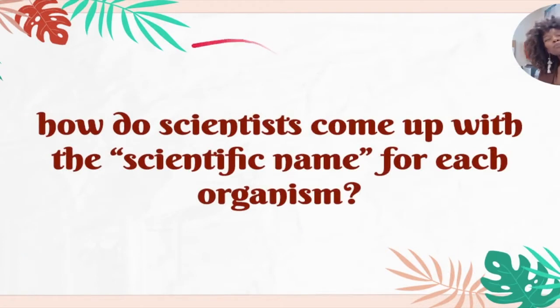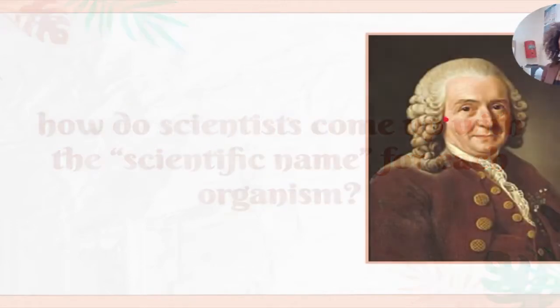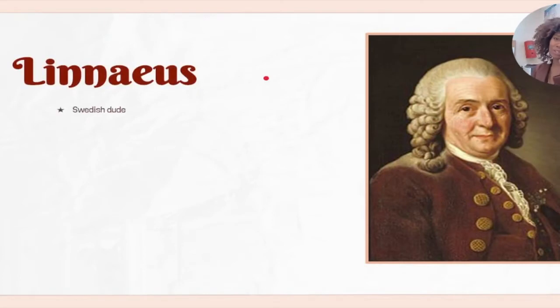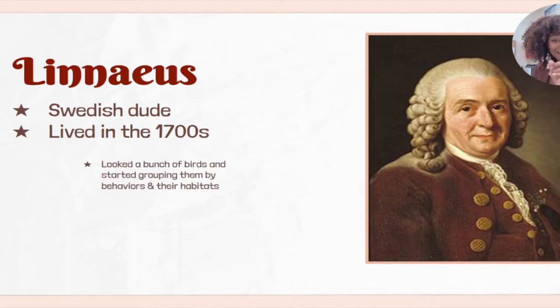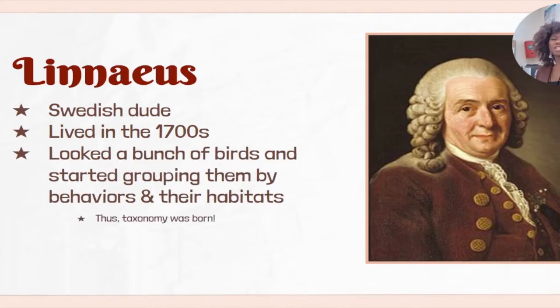Okay, so how exactly do scientists come up with a scientific name for each organism, right? How do they go from looking at a roly poly and say that's Armadillidium vulgare? How'd they do that? Well, let's find out. So there's this dude. His name's Linnaeus. I don't really know how to pronounce it. I don't speak Swedish. But he was a Swedish dude. He lived in about the 1700s.